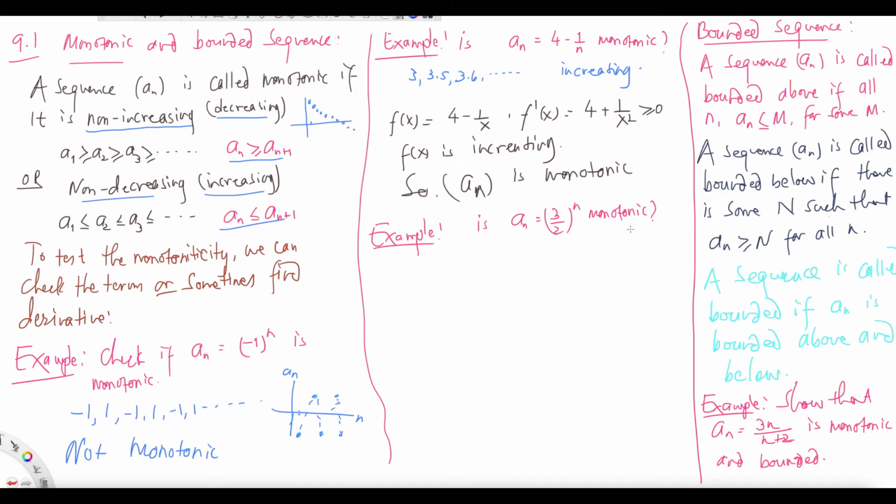Okay, so the next question is s of n equals 3/2 to the n. Is it monotonic? Okay, so what do you think? What is the first term? It is 3/2. What is the second term? 9 over 4. What is the third term? 27 over 8. What is the fourth term? It is 81 over 16, and so on. Do you think they are going up? It is 1.5, it is 2 point something, it is 3 point something, it is 4 point something, and so on.